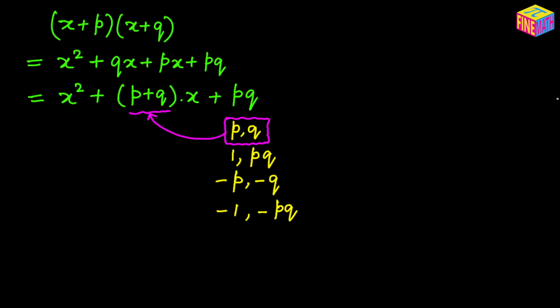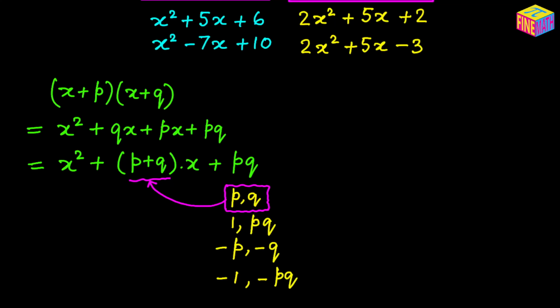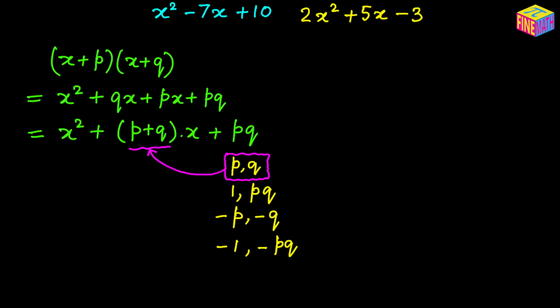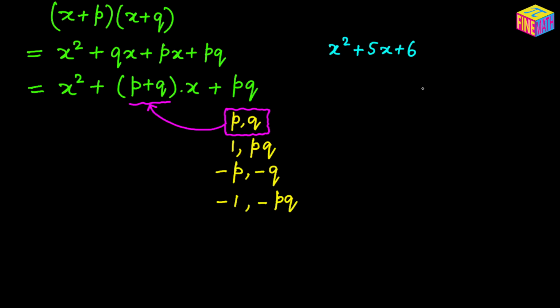Now let's take an example. Suppose we have the example x squared plus 5x plus 6. Here the constant term is 6, which is equivalent to that pq term. So what are the different factors we can get for 6?